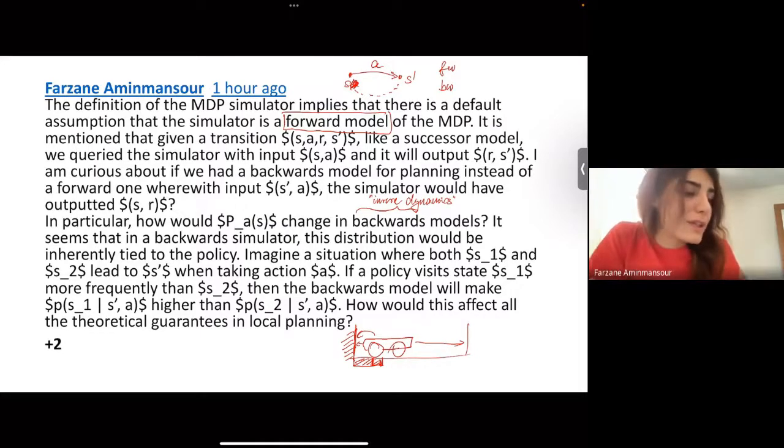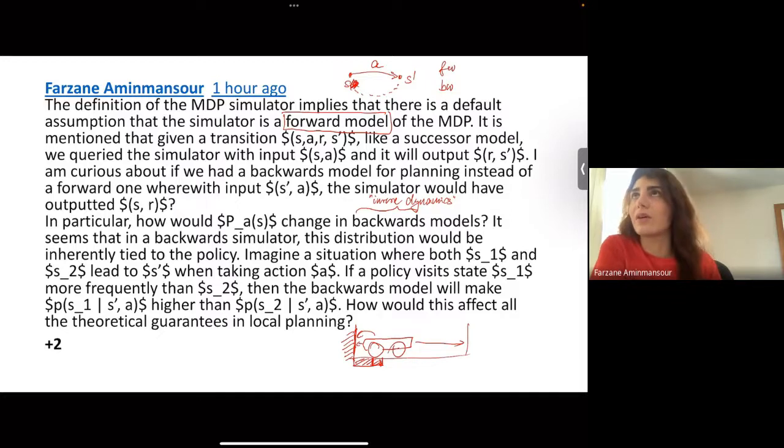Actually, I've been working on a research project. That's why I originally asked this question. We have some results in different benchmarks, and also an intentionally designed environment, to show that backward models are performing better and are more reliable than forward models in terms of imperfect MDP simulators.